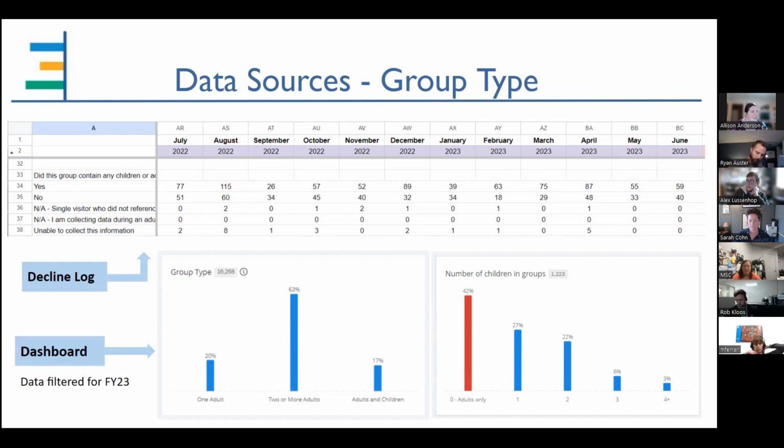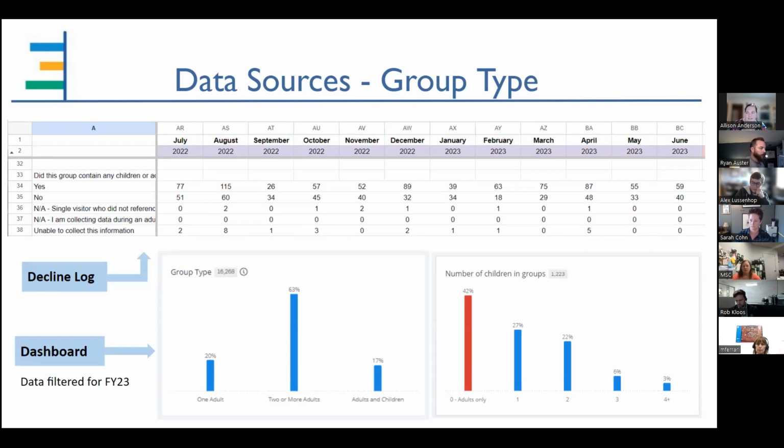Museum of Science doesn't have any adult-only times that we collect during, so that was just 0 across the board. And I just excluded the unable to collect that information. It was a pretty small percentage of our overall, so I wasn't too worried about trying to figure out where that fit in. And then next, I pulled the data from the Qualtrics dashboard, filtering for fiscal year 23 to have that same time period, and used the widget that shows the number of children in the group.